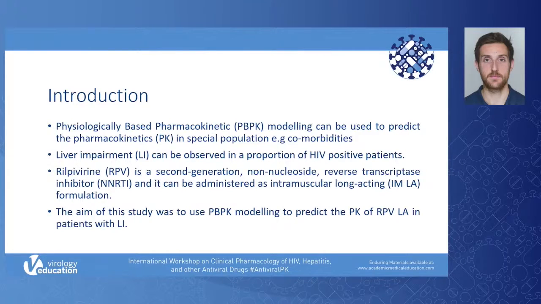Rilpivirine is an HIV drug categorized in the NNRTI therapeutic class and can be administered as an intramuscular long-acting formulation. The aim of this study was to develop and qualify a liver impairment PBPK model to predict rilpivirine concentrations following intramuscular administration in virtual patients with liver impairment.